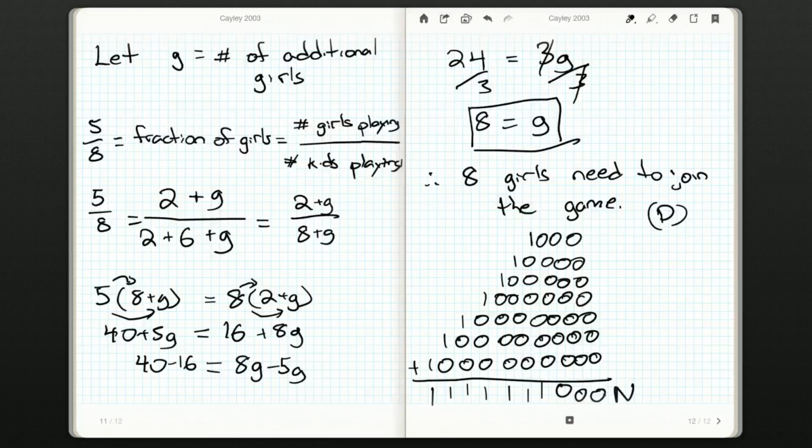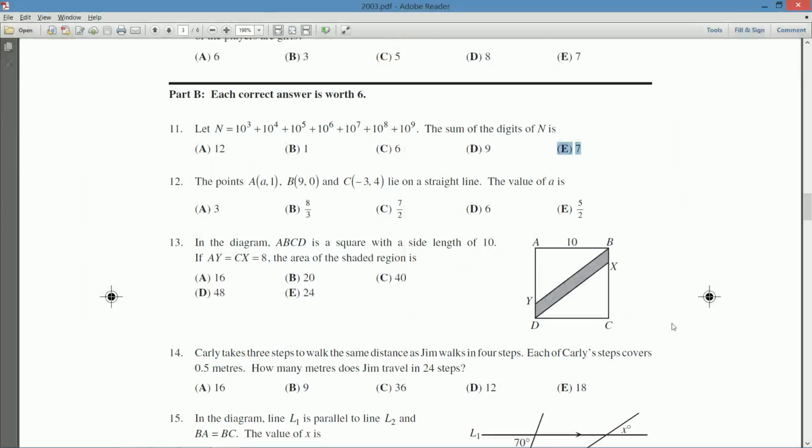And if we just need to add up the digits, zero plus zero plus zero, plus one plus one plus one plus one plus one plus one, we get 7. Which, as we already said, is E. Okay? So that's going to be our answer to question 11.